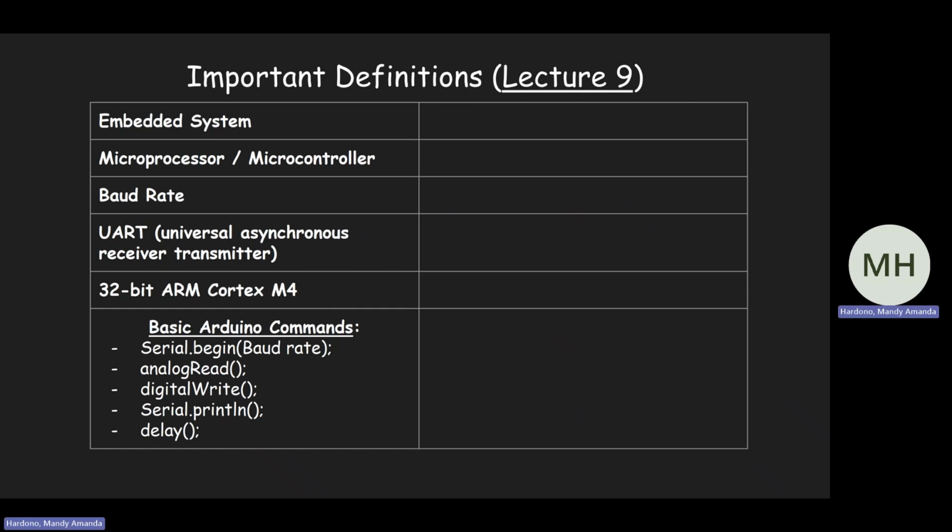Also, take notes over important definitions. We've talked about embedded system, microprocessor, microcontroller. You'd want to study your baud rate, UART, universal asynchronous receiver transmitter, which you explored in a previous lab where you played with the receiver and transmitter of Arduinos. Your 32-bit ARM Cortex-M4, which we talked about when talking about the TI Launchpad, and some basic Arduino commands, which you've already worked with.